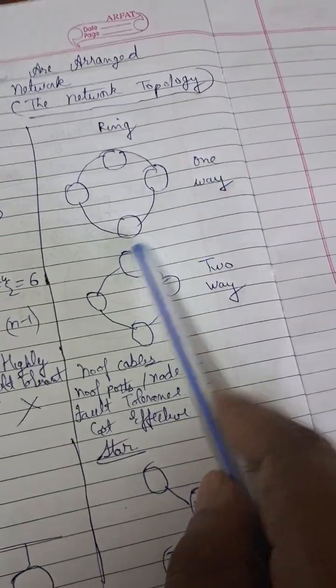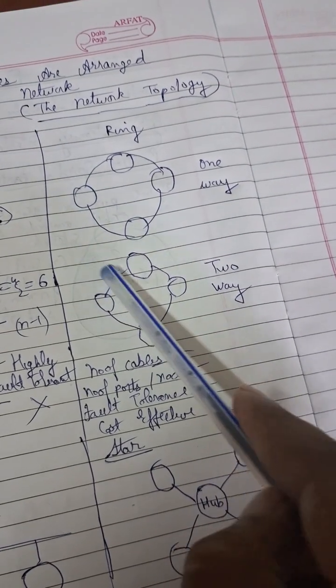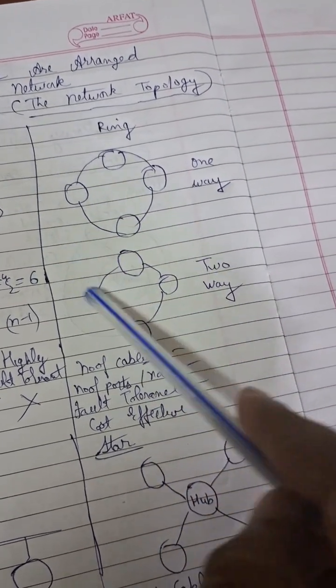Next we look at another network which is known as the ring network. In the ring network, the nodes are connected in a circular manner across a ring.